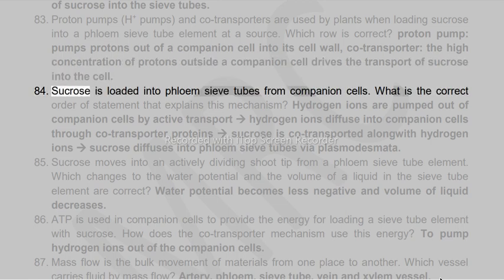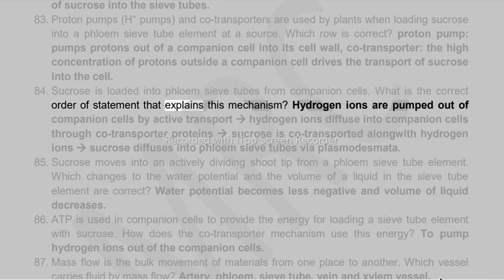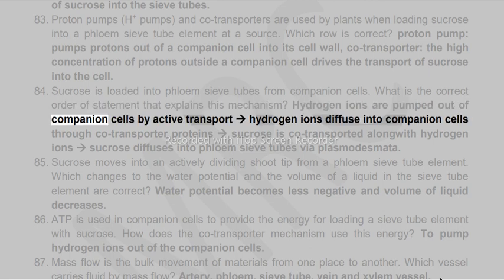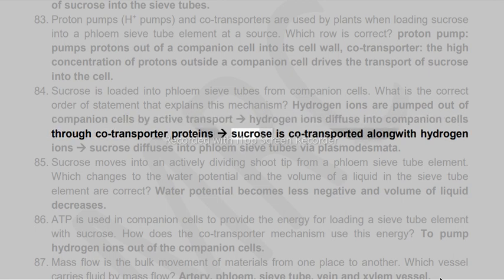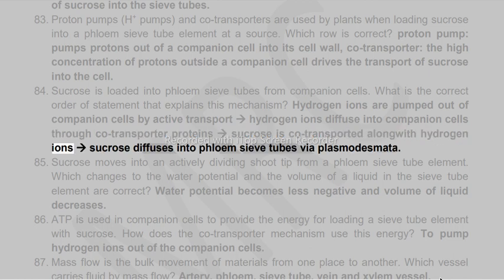84. Sucrose is loaded into phloem sieve tubes from companion cells. What is the correct order of statements that explains this mechanism? Hydrogen ions are pumped out of companion cells by active transport. Hydrogen ions diffuse into companion cells through a cotransporter. Sucrose is cotransported along with hydrogen ions. Sucrose diffuses into phloem sieve tubes via plasmodesmata.